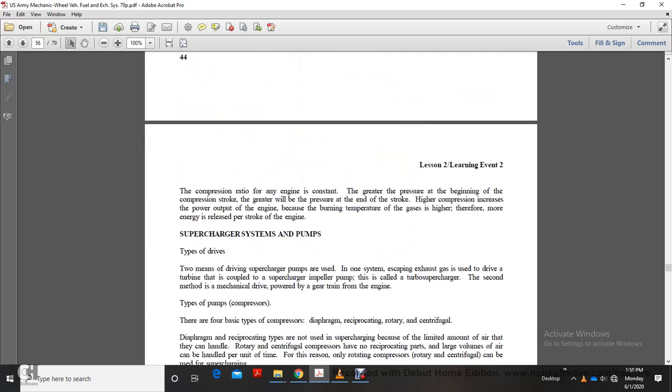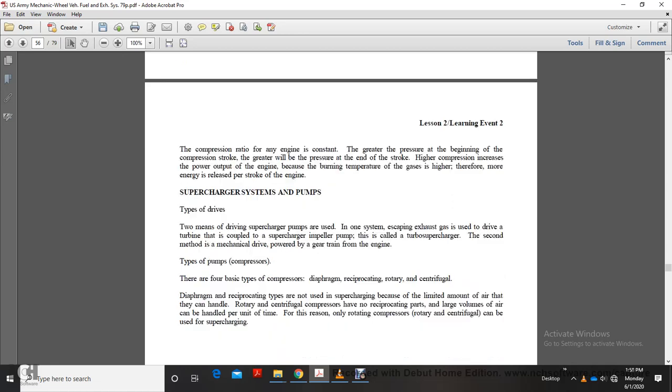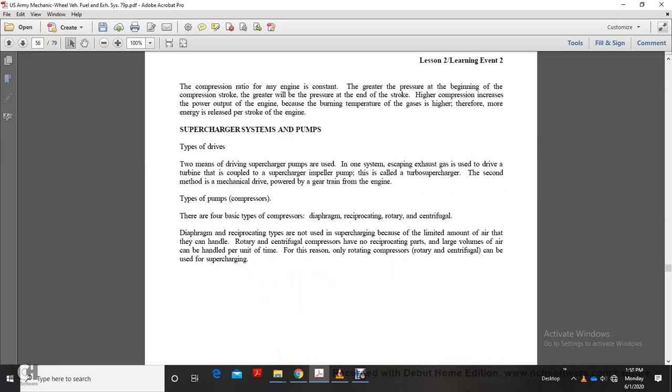The compression ratio of the engine is constant, so a greater pressure at the beginning of the compression stroke gives a greater pressure at the end of the stroke. High compression increases the power output of the engine because the burning temperature of the gas is higher, therefore more energy is released per stroke of the engine.